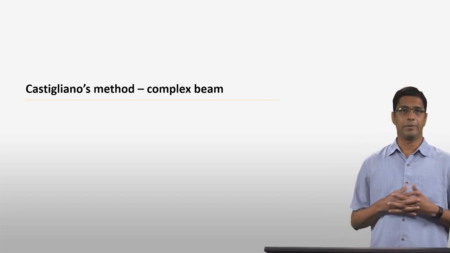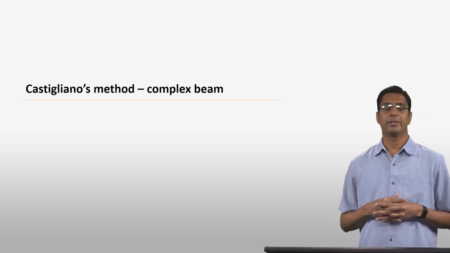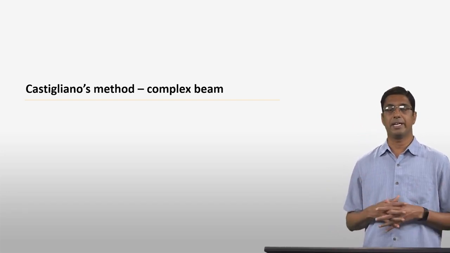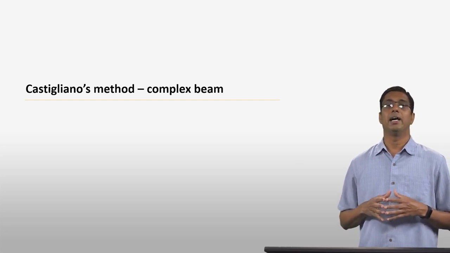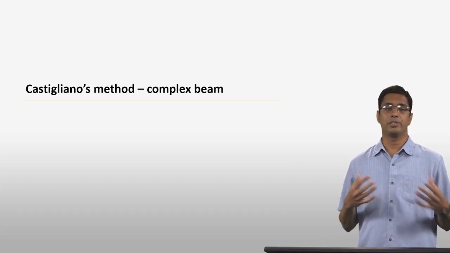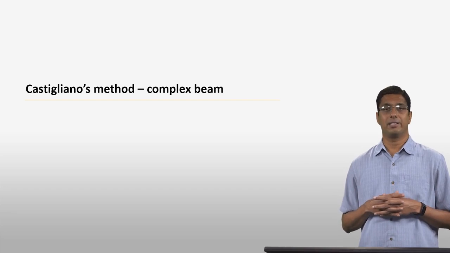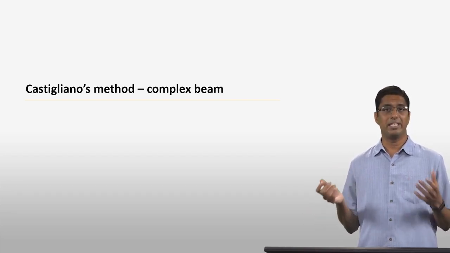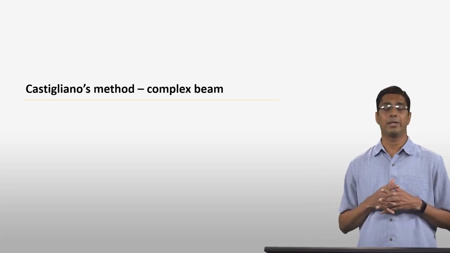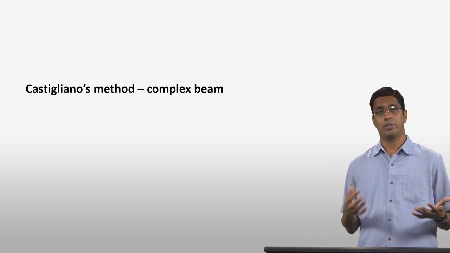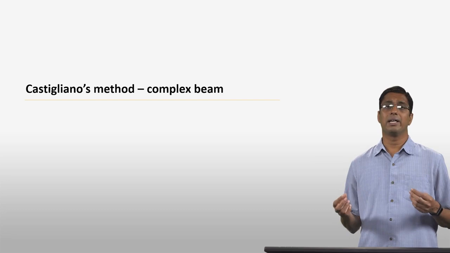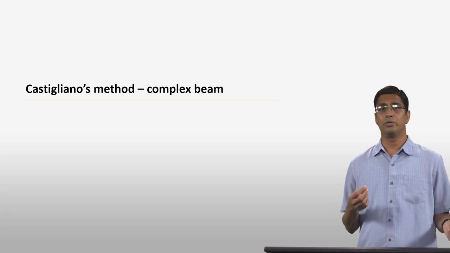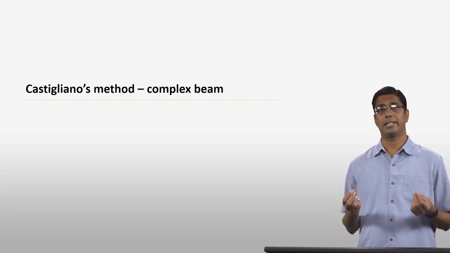Hello, welcome everyone. In today's lecture, we are going to be using Castigliano's method again, but then we are going to look at a slightly more complex structure. So most of the examples that you have looked at are essentially either simply supported beams or cantilever beams, where there's only one segment that you have to look at. Now we look at a more complex structure and also look at a case where we have not one force, but two forces acting at the same point.